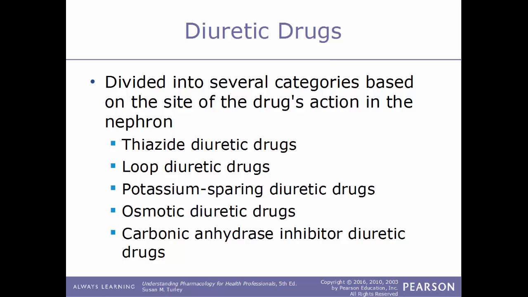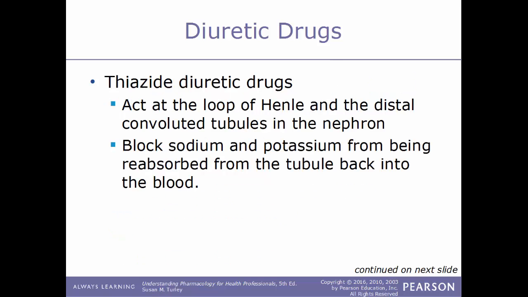Diuretics are divided into several categories, and they're based on the site of the drug's action in the nephron. And the nephron is the main functional unit of a kidney. Now, some of the categories of diuretics: thiazide diuretic drugs, loop diuretic drugs, potassium-sparing diuretics, osmotic diuretics, and carbonic anhydrase inhibitor diuretics. All right, first one we'll mention are the thiazides.